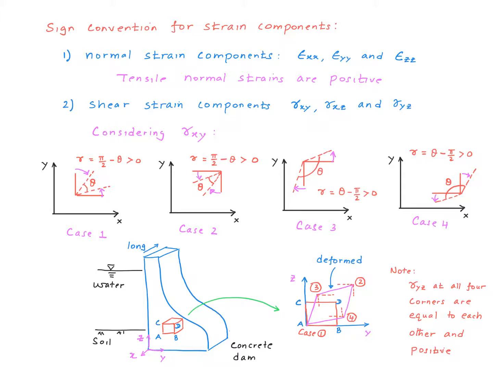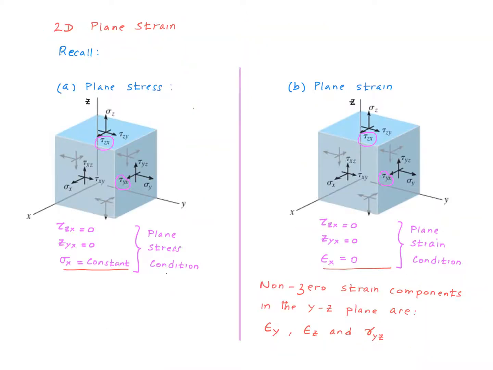they are positive, right? So we make two key observations here. One, the shear strain is the same at all four corners, and therefore this little differential element experiences a uniform shear strain, gamma yz, right? The second observation is that the shear strain gamma yz is positive according to these sign conventions. Now let's review two common two-dimensional approximations.